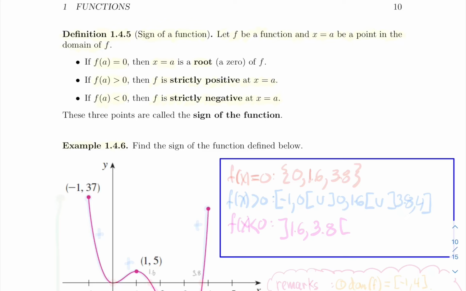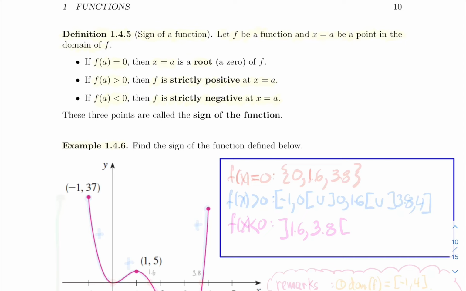And of course, in that case, it's very straightforward. It's more like a labeling process. You just have to check when is the graph crossing the x-axis for the roots, when is it above the x-axis for the strictly positive parts, and when is it below the x-axis for the strictly negative part.